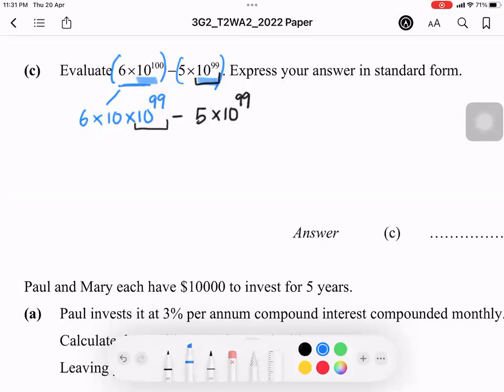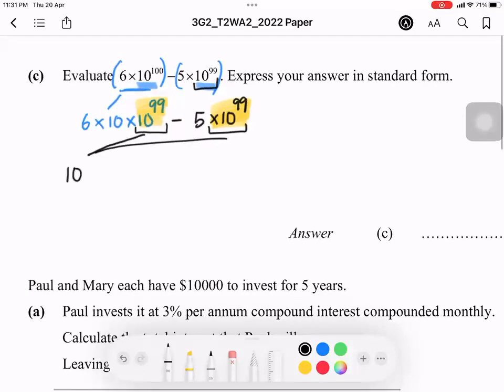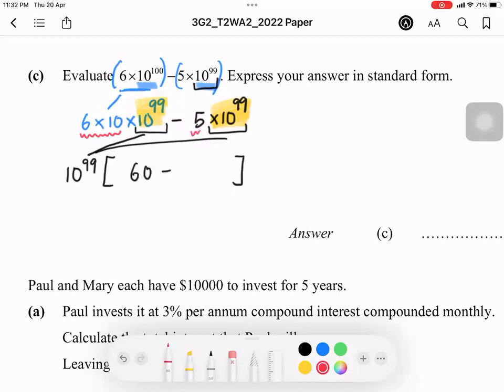Then you will notice that this part is times 10 to the power 99. This is also times 10 to the power 99. So what we're going to do here, we're going to factorize out this common factor. For common factors, we'll write the common factor only one time. 10 to the power 99 times the whole of, what is the number left down here? 6 times 10, this is 60. Minus, what is the number left down here? This number is 5.